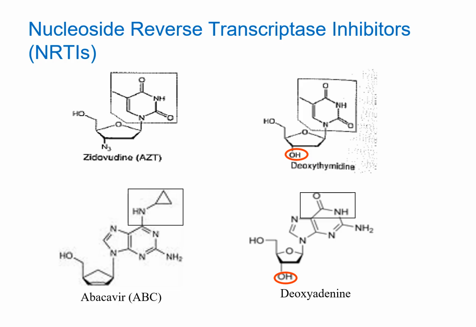Now we're going to move to the nucleoside reverse transcriptase inhibitors, the NRTIs, and those are for HIV. We have zidovudine, AZT, and abacavir. Those are the classical old ones. Now we have better, less toxic ones that we'll see in a few minutes. AZT looks very much like deoxythymidine, and ABC looks very much like deoxyadenine.